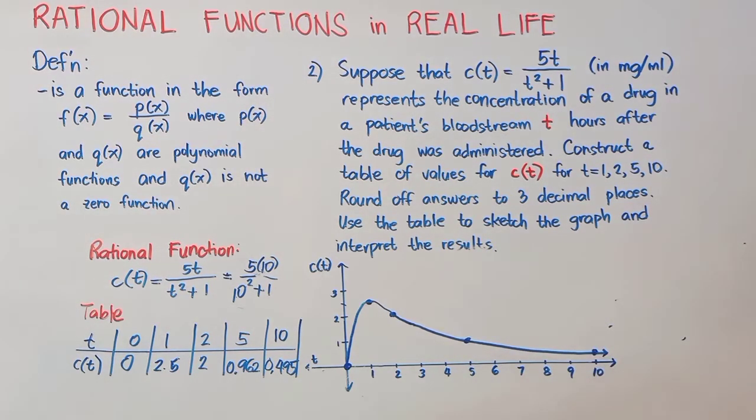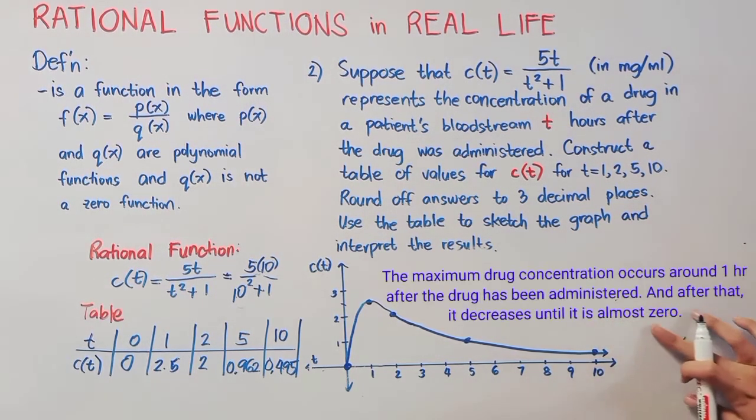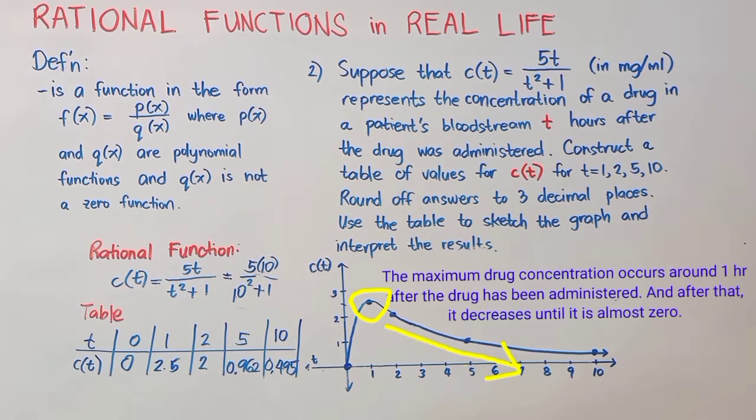Looking at our graph, we can conclude that the maximum drug concentration occurs around 1 hour after the drug has been administered, and after that, it decreases until it is almost 0.